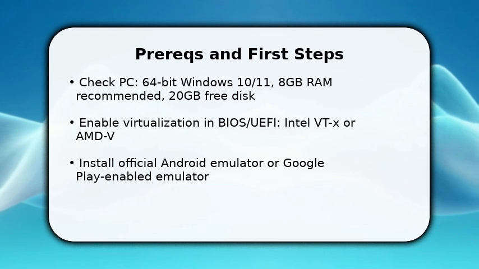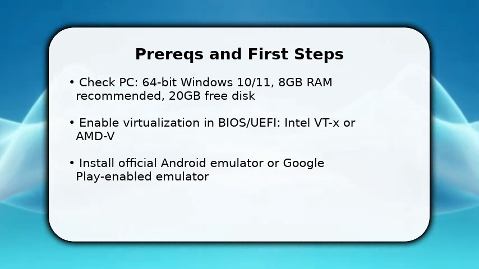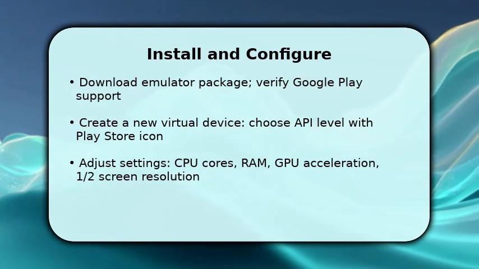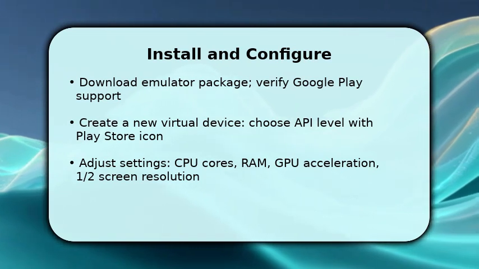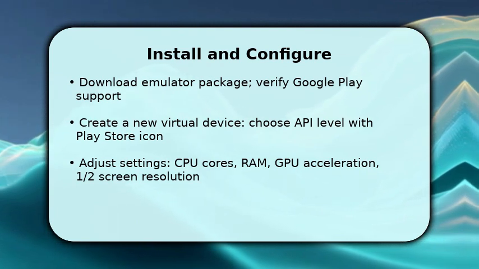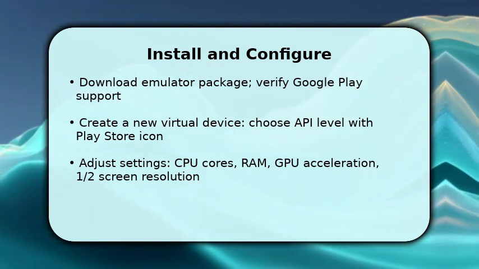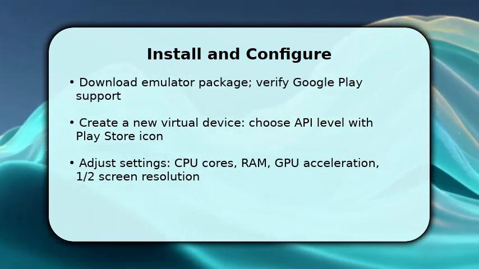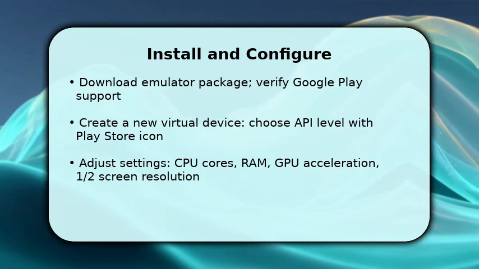This avoids slowdowns later and lets you access the Play Store. You create a virtual device by opening the emulator manager and selecting an image that shows Google Play. Once created, edit its configuration, allocate CPU cores, RAM, and enable hardware graphics acceleration to improve responsiveness.